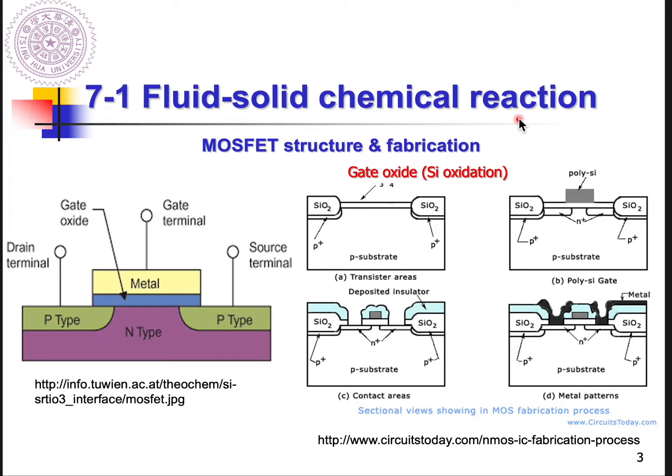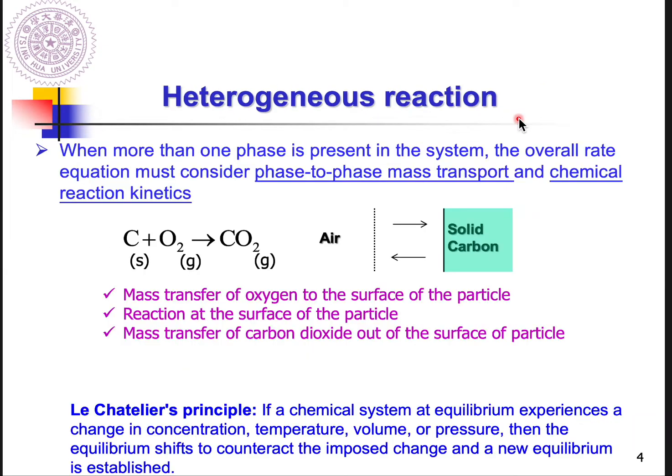So in order to know which method, dry or wet, can help us have a higher growth rate to grow the oxide layer, we need to know how to estimate the growth rate here. So before showing you how to get that, we need to have some basic definitions for heterogeneous chemical reactions.